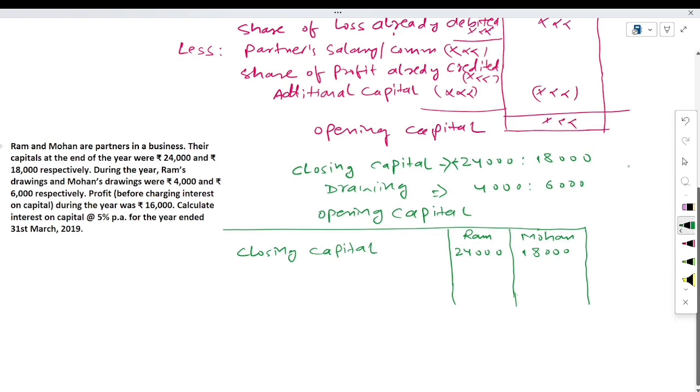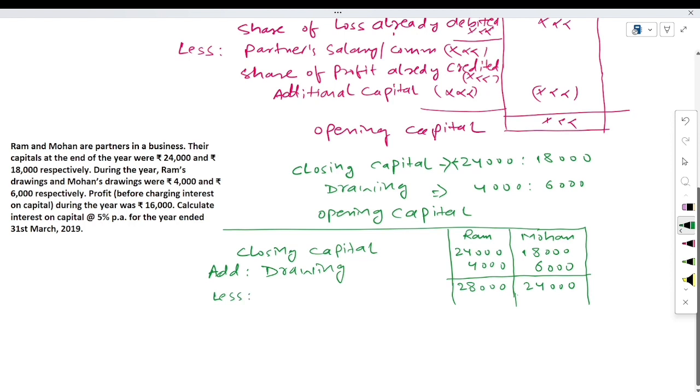Now what we will do? We will add the amount of drawing. So we will add here drawing. How much drawing is given? 4,000 for Ram, 4,000 we will write here and 6,000 for Mohan. Now what will be the amount? 28,000 and 24,000. Here profit is also given. How much? 16,000. If profit is given, then we have to less the amount of profit.